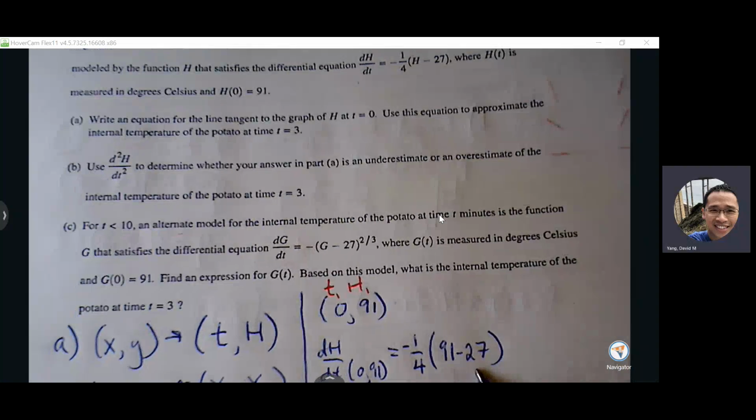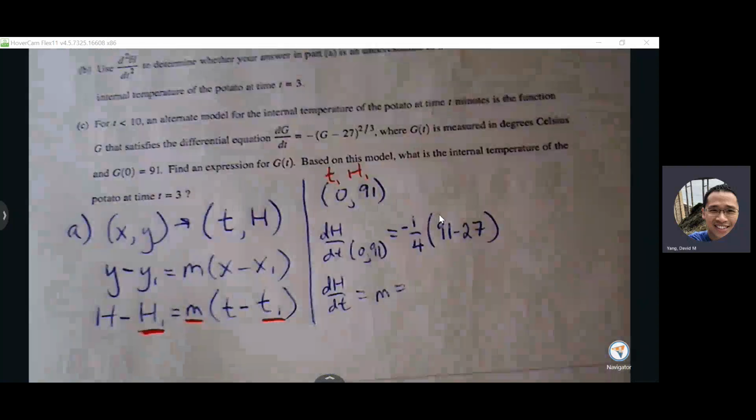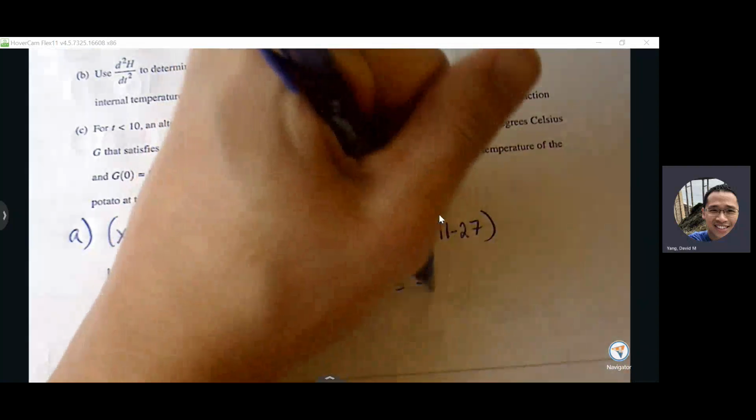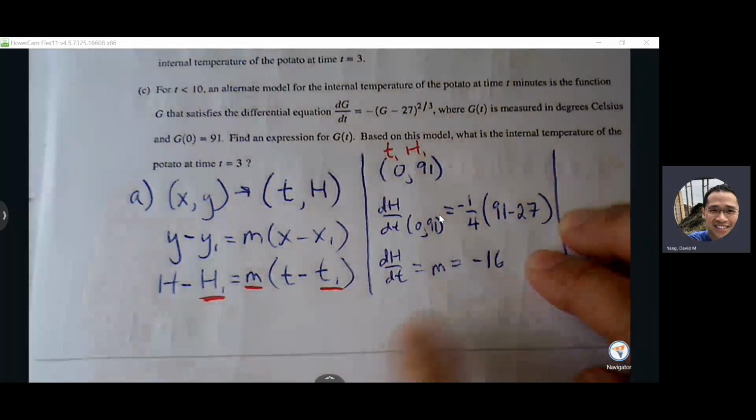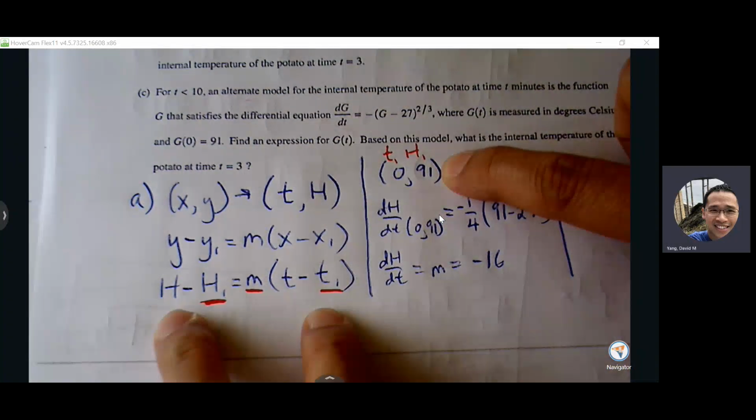So 91 minus 27 divided by 4 divided by -4 gives us -16. Okay, so there we have it. Everything that we need is here. Here's our tangential equation.